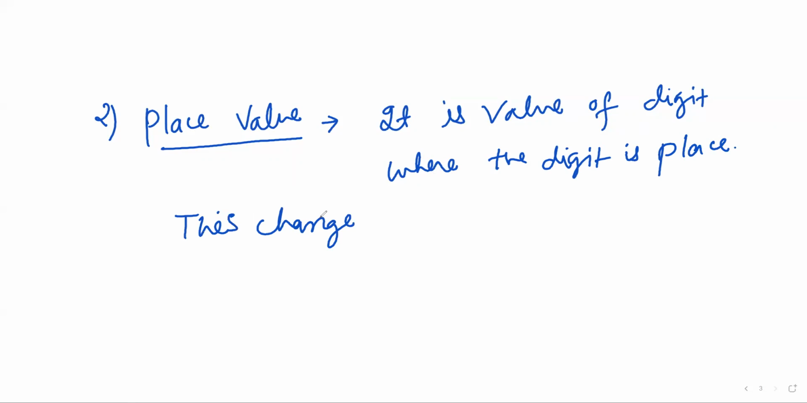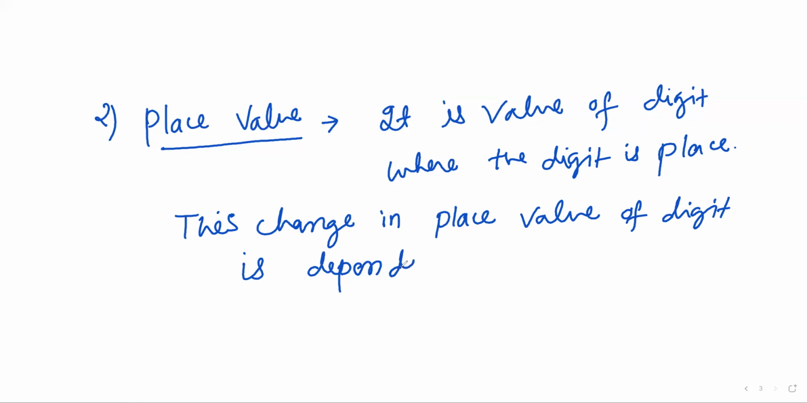This change in place value of a digit is dependent on the place of the digit. What does it mean? Let us consider an example.